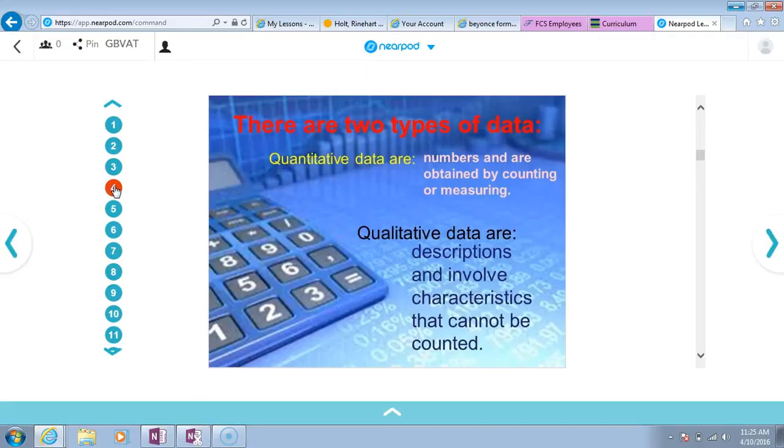Qualitative data are descriptions and involve characteristics that cannot be counted. Okay, so something that is an object, an object that has characteristics to it. All right, the table, the classroom itself, the door. Okay, the board. Things that are not numbers, the actual mass objects, objects that are made out of mass. All right, material objects. Okay. That is what qualitative data is.